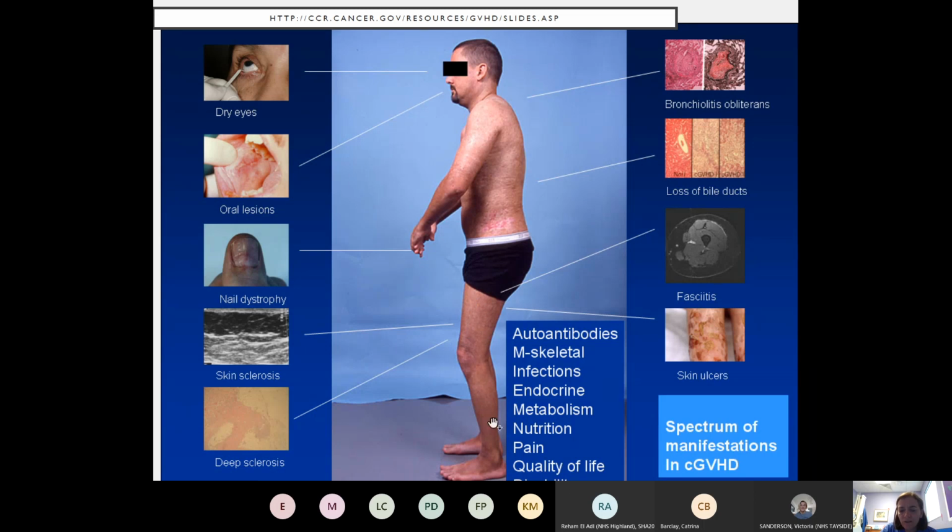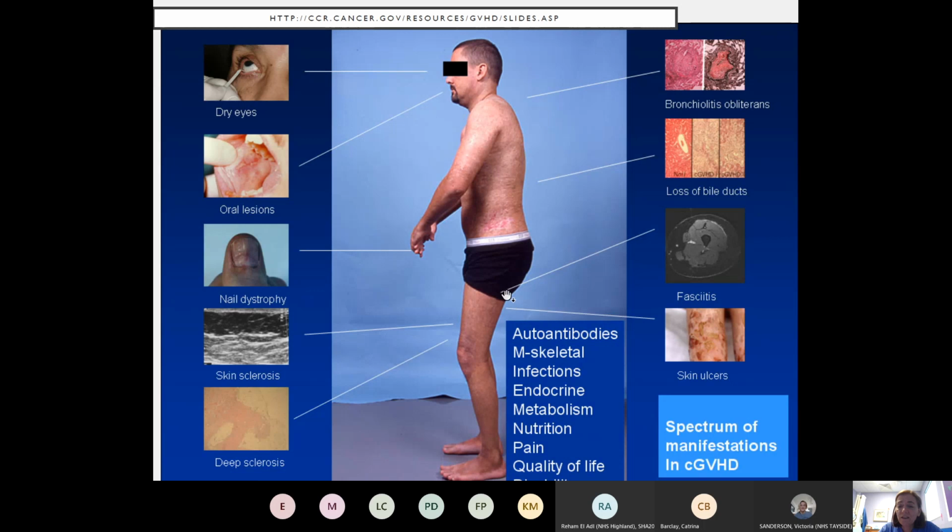So part of the reason you get fixed flexion contractures is because of the soft tissue sclerosis in the subdermal region. So it's very disabling. You can get a deeper sclerosis that can affect soft tissues of the joints. You can get bronchiolitis obliterans in the lungs. That's a condition that will interfere with oxygenation and eventually lead to cor pulmonale. You can get disappearing bile ducts in the liver, and that will cause a fatal hepatitis.